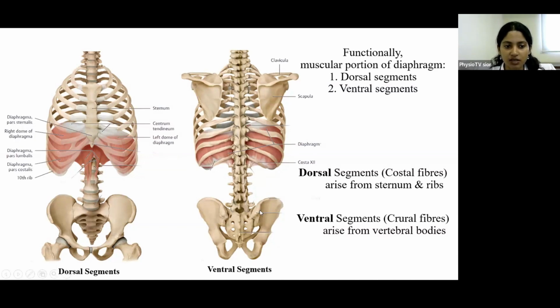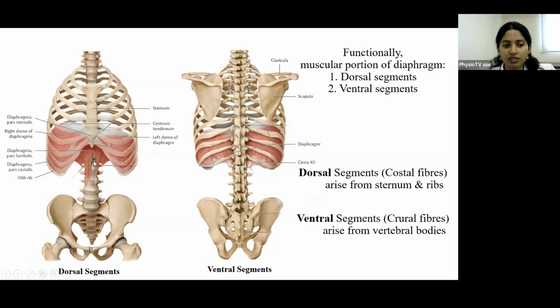So the dorsal segments are the segments which arise from the sternum, from the xiphoid process of the sternum to be more precise, from the ribs. This is the reason why the dorsal segments are also known as costal fibers, because ribs are also known as costals. So these structures arise from the ribs, which is why they are also known as costal fibers.